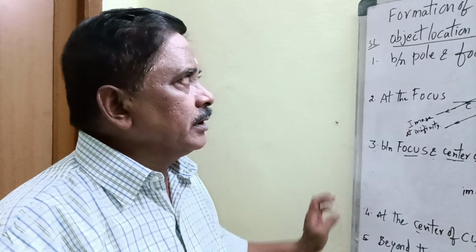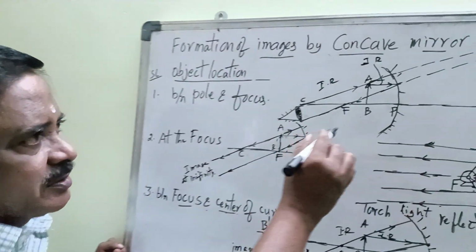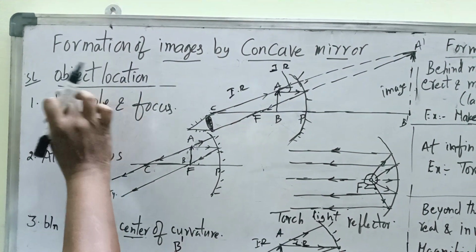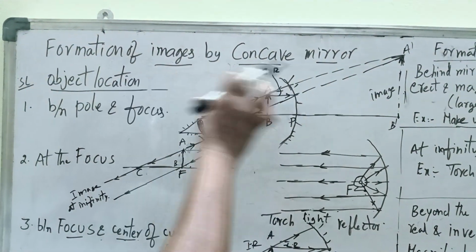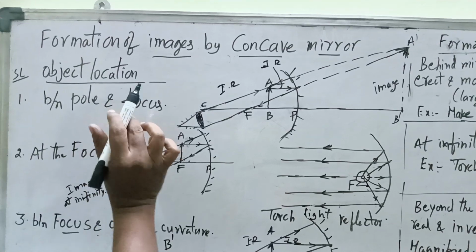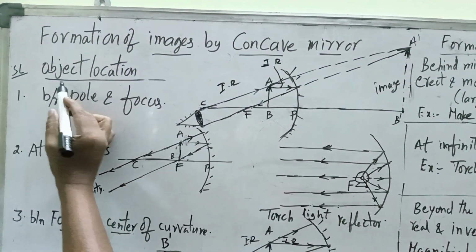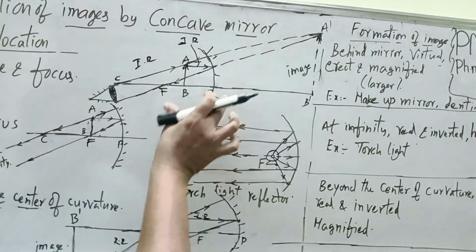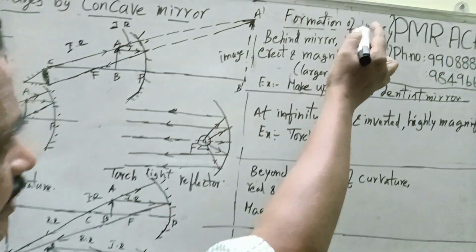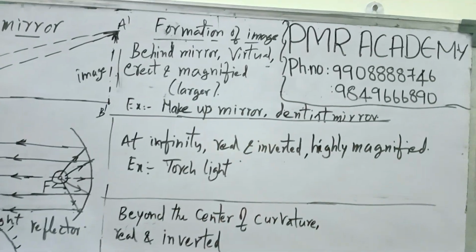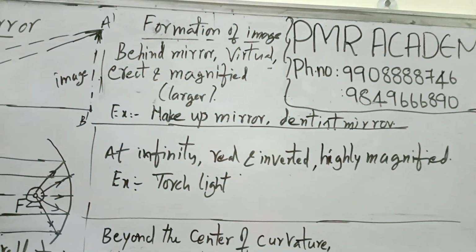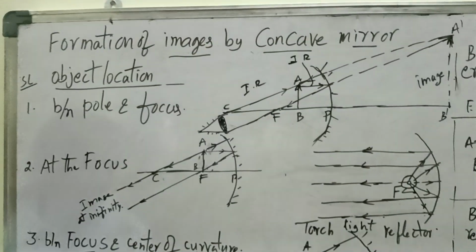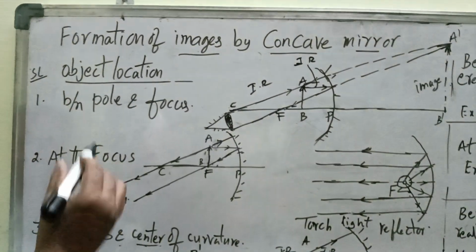Today's topic is formation of images by a concave mirror. Just here I am giving the headings. I am giving all the topics in the form of a tabulation. For example, here it is object location. These are the figures, and this is the formation of image where we get images. These three columns are necessary, and you can easily study and write in the examination.